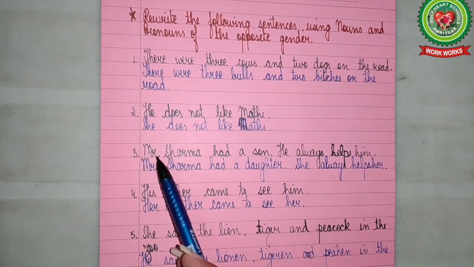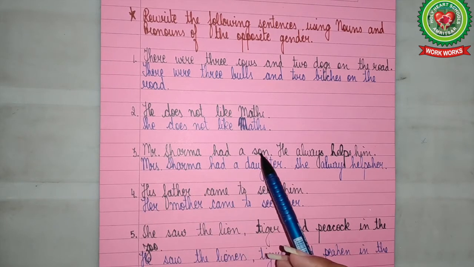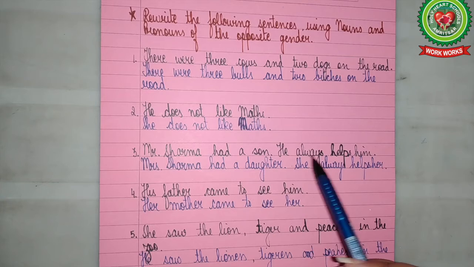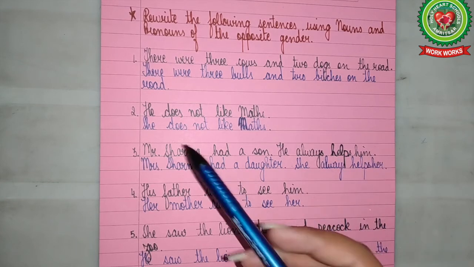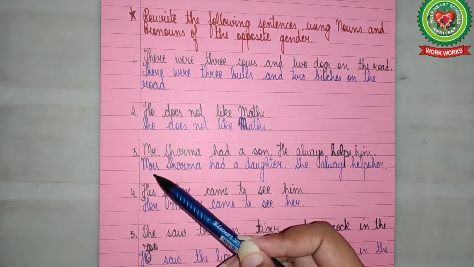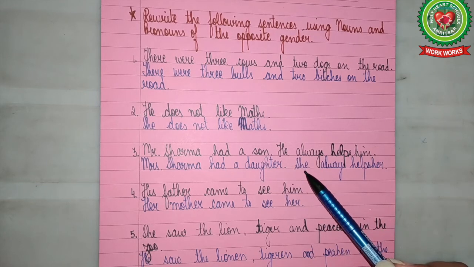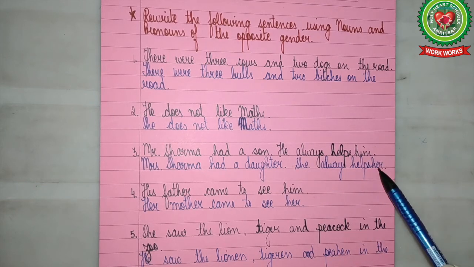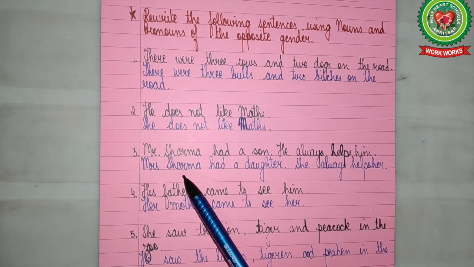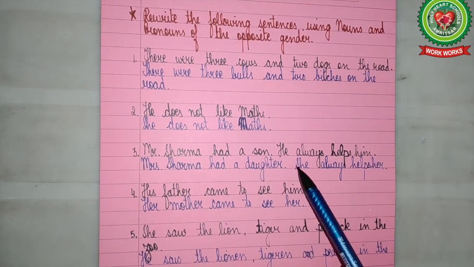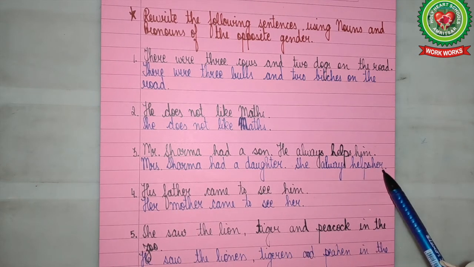Number 3, Mr. Sharma had a son. He always helps him. Mr. changes to Mrs. Son changes to daughter. He changes to she and him changes to her. So the answer is, Mrs. Sharma had a daughter. She always helps her.